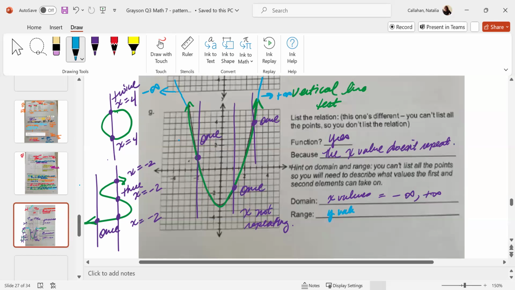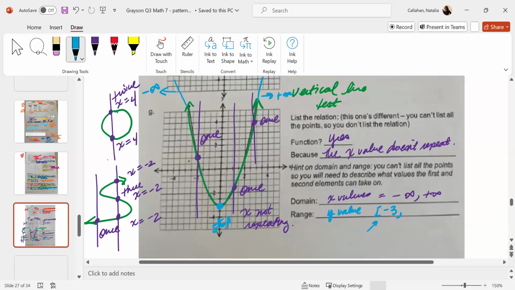Range is the Y value. How far does the graph go? Where does it start? Does it keep going down or does it eventually stop? Where does it stop? What number is that? 3. Positive or negative? Negative. It's included because it's a closed circle. Do you see that? Yeah.